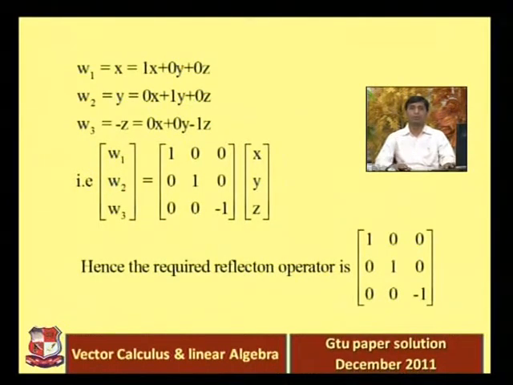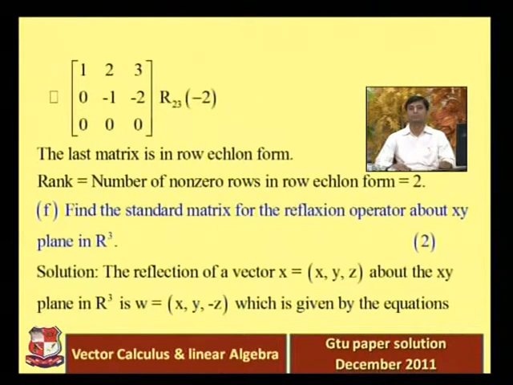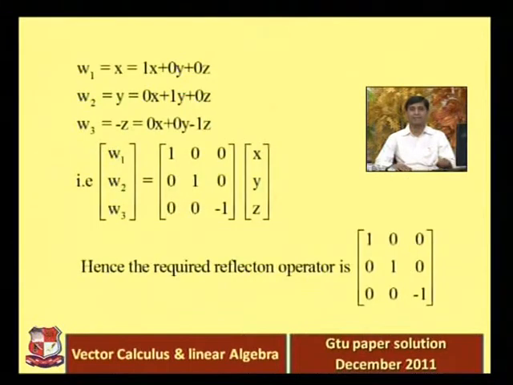Now w2 means second coordinate of w, that is y. Now we want to write down y as a linear combination of x y z, so y can be written as a linear combination of x y z, that is equal to 0 into x plus 1 into y plus 0 into z.